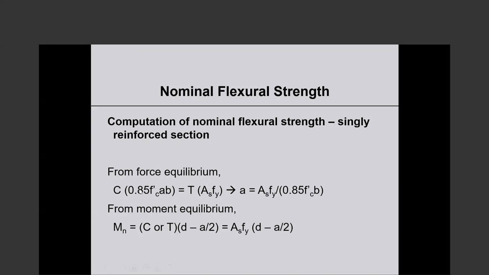So if we equate the compression with the tension based on force equilibrium, the neutral axis depth comes out to what you see here. And then from moment equilibrium, the nominal moment strength, let's look at what we are doing. We are taking either the compression or the tension force and multiplying that by d minus a by 2.